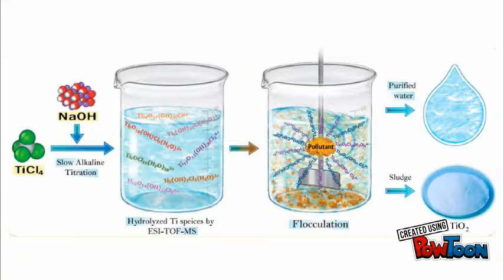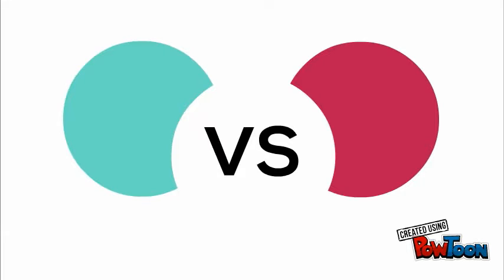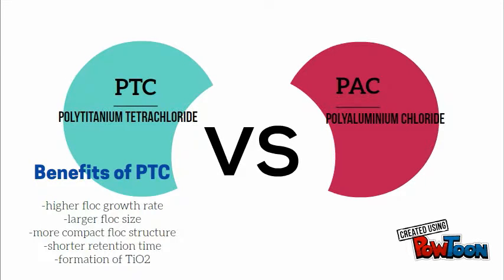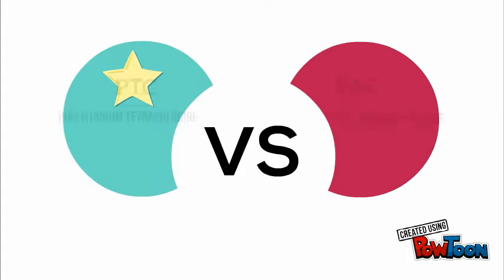PTC is synthesized from titanium tetrachloride via a method called slow alkaline titration. Using sodium hydroxide and vigorous agitation, PTC is synthesized from a 20% titanium tetrachloride aqueous solution. In comparison to PAC, under optimum conditions, floc growth rate and floc size of PTC are higher than PAC. Also, it gives a more compact floc structure, therefore it requires shorter retention time. Moreover, the sludge from PTC flocculants was able to be recycled to produce a functional titanium dioxide photocatalyst.